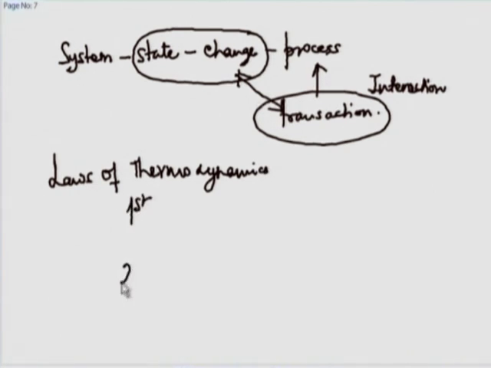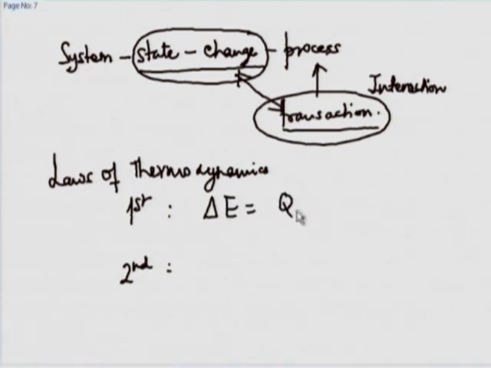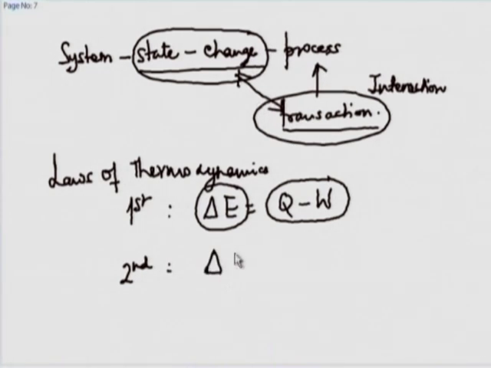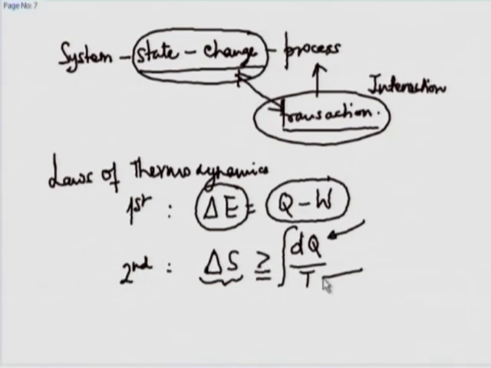Both the first law and the second law will relate change of state to a transaction. Since you have already studied thermodynamics, I am just giving you some form here. For example, the first law will give you something like delta E is Q minus W. We have not yet defined any one of these terms properly, but just look at the form. On one side you have a change in property representing change in state. On the other side you have interaction or transactions. The second law also, on one side you have a change in property, on the other side you have a function of interaction and the state of the system.